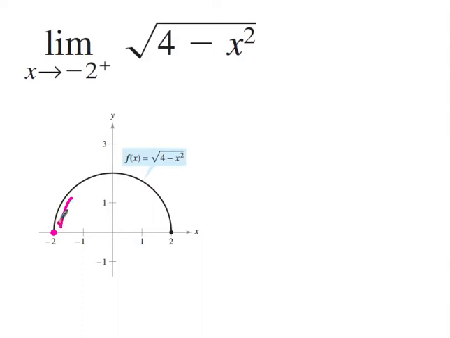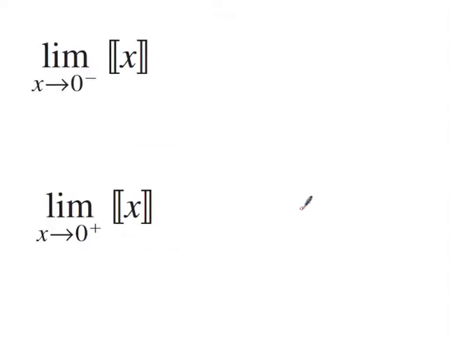So what y value does it look like I'm going to hit as I travel along that graph? 0. There you go. That's your limit. Okay, the limit at -2 from the right side is going to be 0. Yep, it's approaching 0.